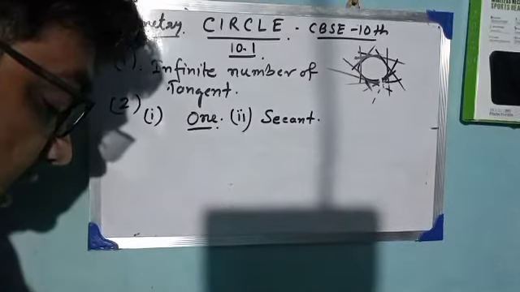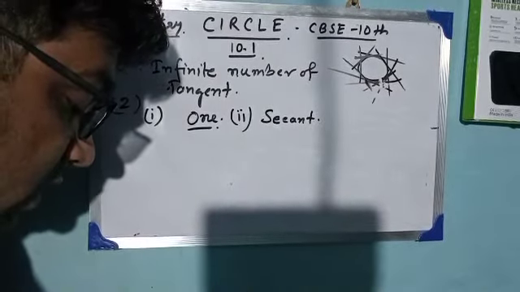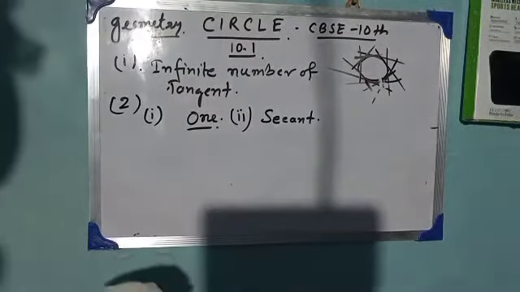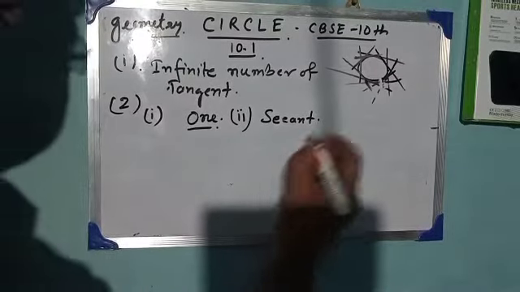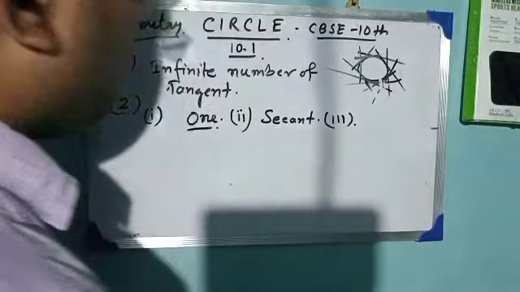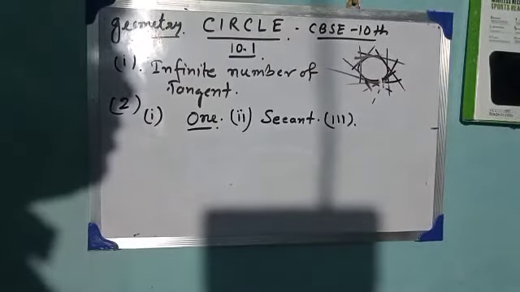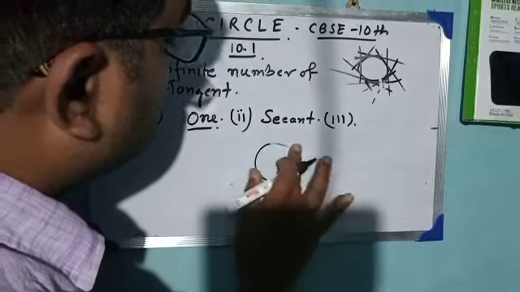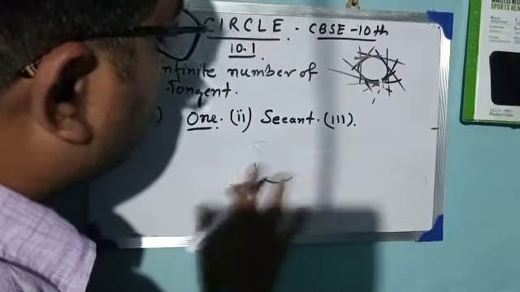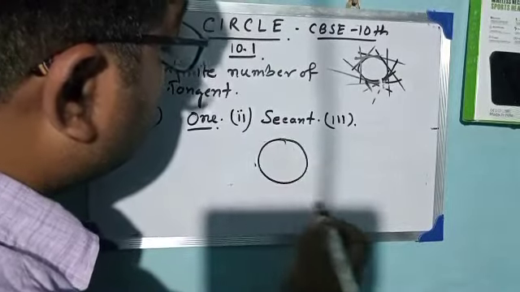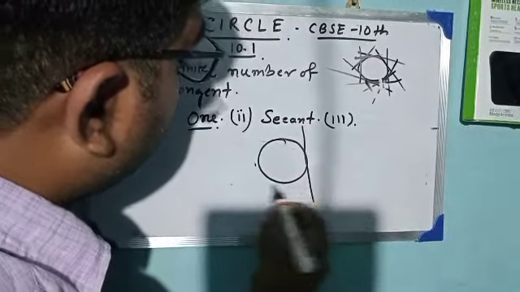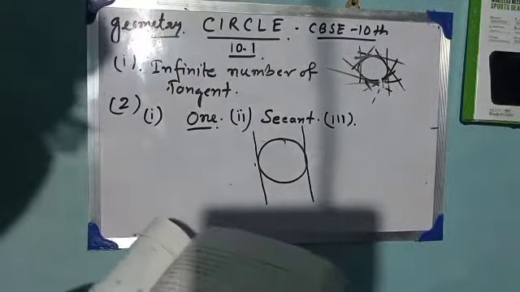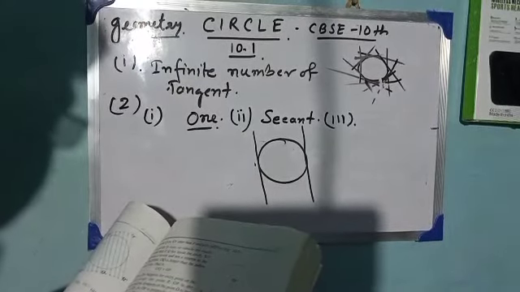Next, a circle can have dash parallel tangents at most. Now how can we find it? If I draw one circle over here, so here I am drawing one tangent, and here I am drawing another tangent. So at most, a circle has how many parallel tangents?